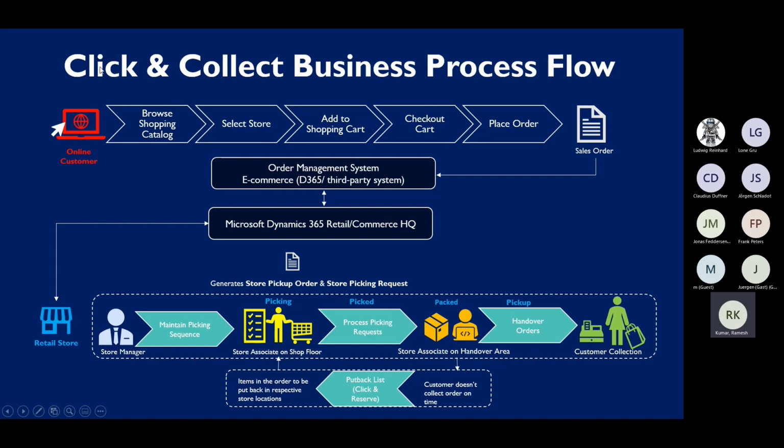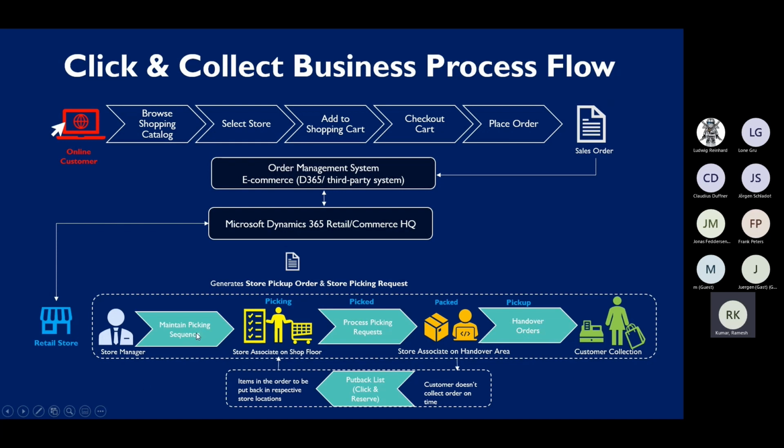So how it works is the click and collect business process. The customer will start browsing the items and adding them to the shopping cart. When they check out, they will place the order. Once they place the order, the sales order will go to the order management system, which is e-commerce D365, and from here it will be connected to D365 HQ. From D365 HQ, a store pickup order will be directly generated and sent to the collection place, the retail store it is assigned to. This is the process which happens here.